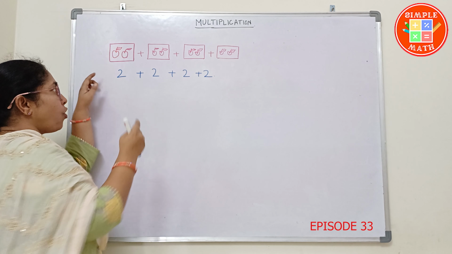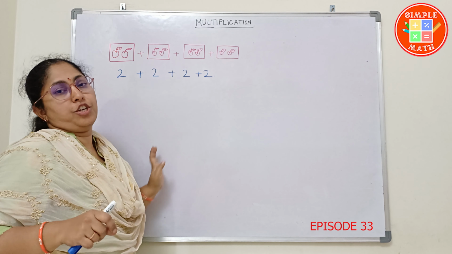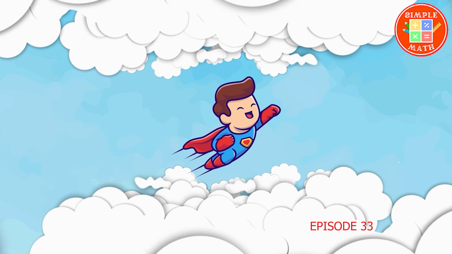Repeated addition of the same number is called multiplication. What is it called?